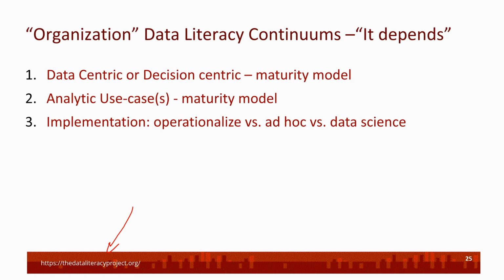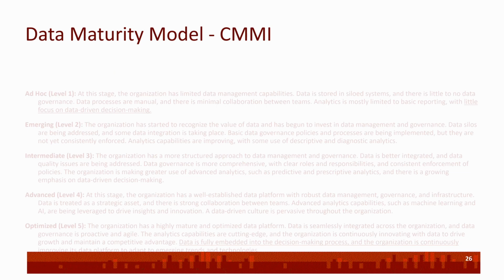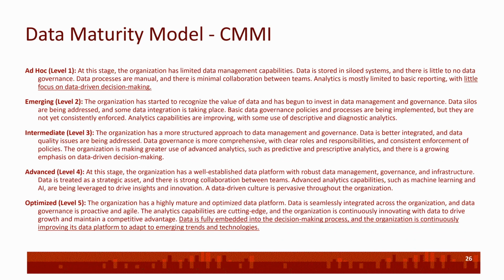The first maturity model that I like to talk about is the data maturity model, your data literacy. This is a CMMI type of model, which is a 5-level model that starts at level 1, and you evolve based on criteria into level 5, where data is fully implemented and embedded into your decision-making process, and the organization is continuously improving its data platform to adapt to emerging trends in technology. That is the panacea. That's the highest level of optimization from a data literacy perspective.